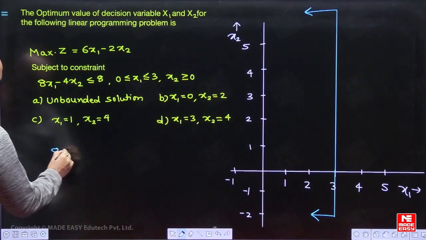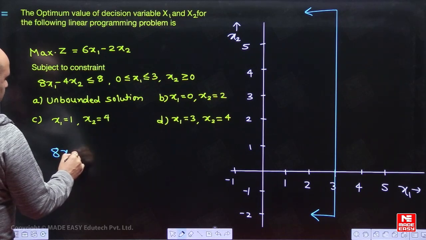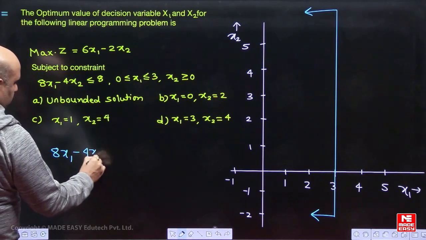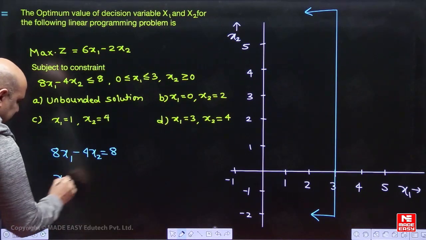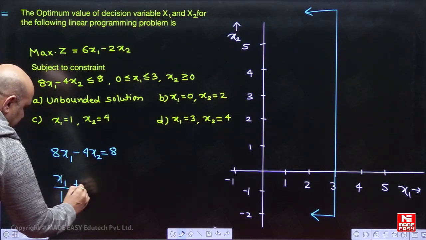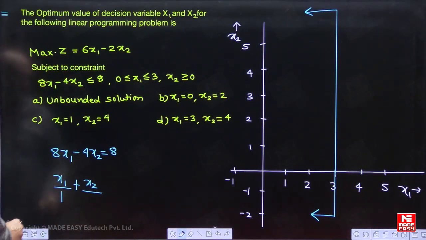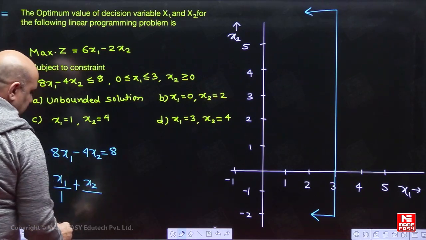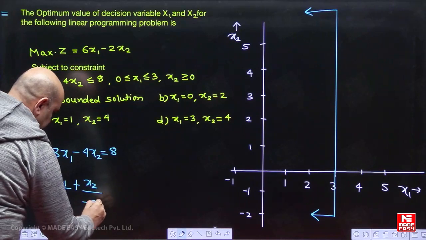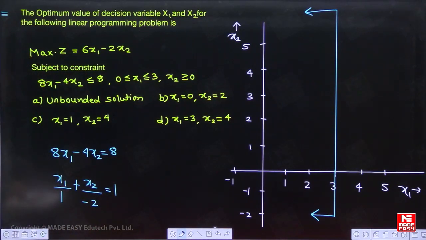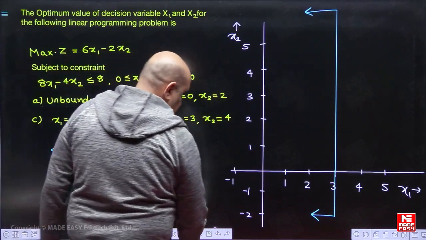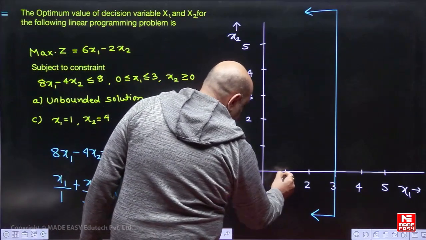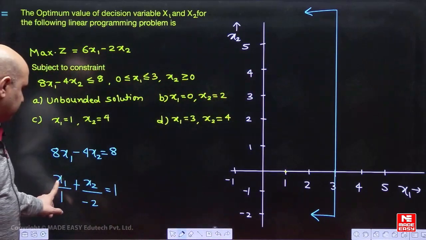This constraint we will equate it. See, 8x1 minus 4x2 equals to 8. इक्वल कर दिया. Then x1 दोनों तरफ 8 से डिवाइड किया तो x1 अपॉन 1 प्लस x2 अपॉन -2 equals to 1. बेटर है हमेशा इसको इस तरह फॉर्म में लेंगे, यूनिटी के फॉर्म में लेके आएंगे तो सी where x2 is 0 x1 will be 1. ये आ गया 1. And when x1 is 0 x2 is -2.